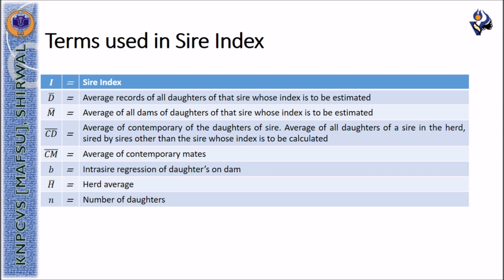Cm bar is the average of contemporary mates. Small b is the intra-sire regression of daughters on dam. Capital H bar is the herd average and small n is the number of daughters.